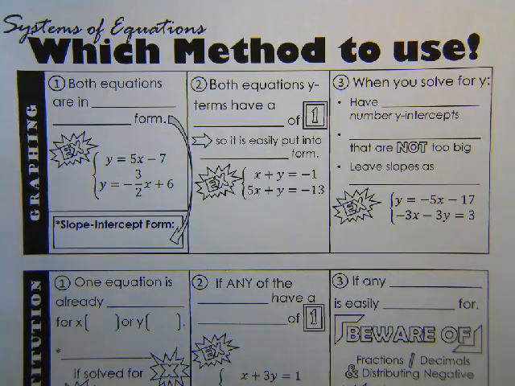Now, you could do any method for solving, but sometimes it's not the easiest route. It's just what I call the scenic route, because maybe it takes a little longer, but you end up there in the end. Okay, so let's start with graphing.